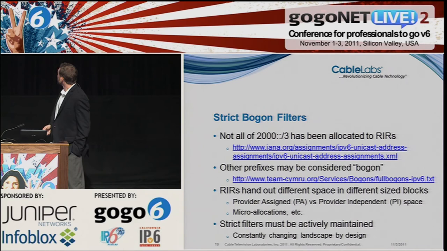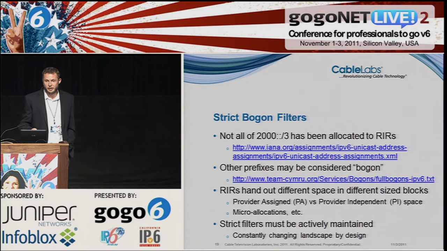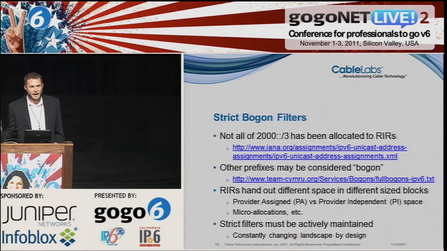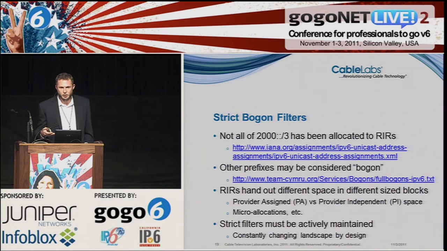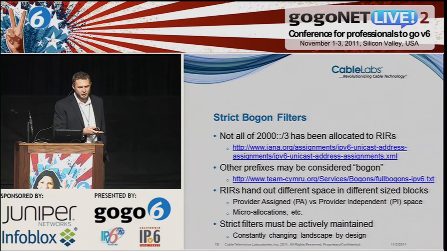Some people want to be a little bit more paranoid, and they want to actually do a strict bogon filter or a strict Martian filter. Obviously, not all of 2000::/3 is actually in use. Not all of it's even been handed out to the RIRs. In fact, a very small portion of it has been handed down to RIRs, and even less of that's been handed out by RIRs. So you can look at the IANA lists and see what space has actually been given down to the RIRs, and you could filter just allowing those in instead of allowing all of 2000::/3. There's also other prefixes that are probably considered bogon. Team Cymru keeps a full bogon list of all the IETF reserved space, all the IANA reserved space, everything that you shouldn't be seeing, so you could deny all of that space.